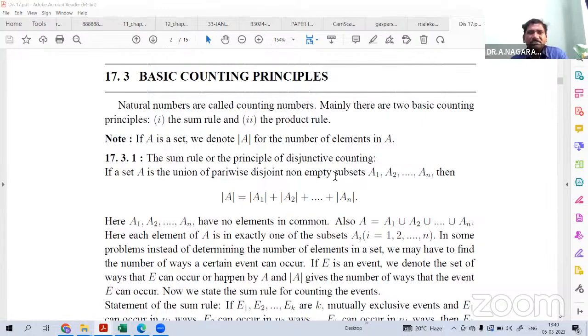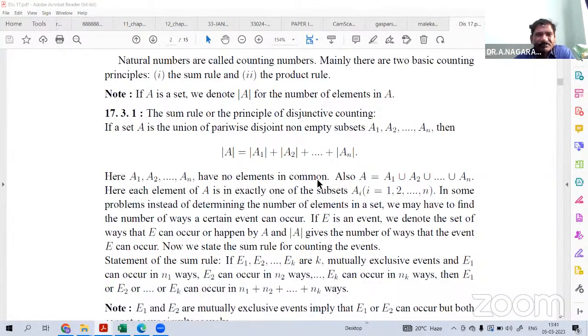The sum rule is the first of the two types of counting principles. It is clearly called the principle of disjunctive counting or disjoint counting. Whenever the sets of elements are disjoint, we can go further: the sum of how many elements are in set A and how many are in set B is the total for our required pair of disjoint, non-empty subsets.